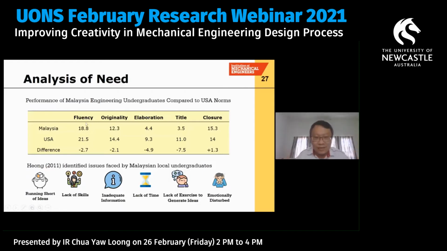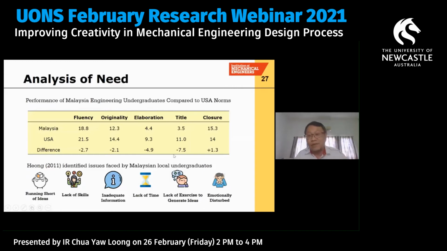If you can see here, in terms of fluency, originality, elaboration, and title, our students here are very weak in coming out with a lot of ideas, original ideas, coming up with the details, and able to present it in a different form. However, the students here are able to stay open enough, okay, to accept new ideas, new information. But this is the case. We are weak in the other 4.